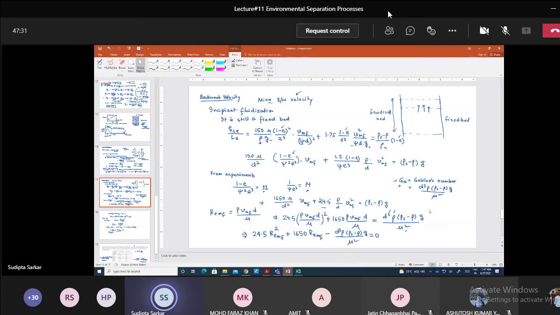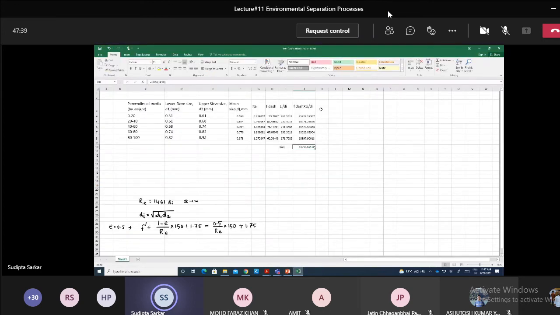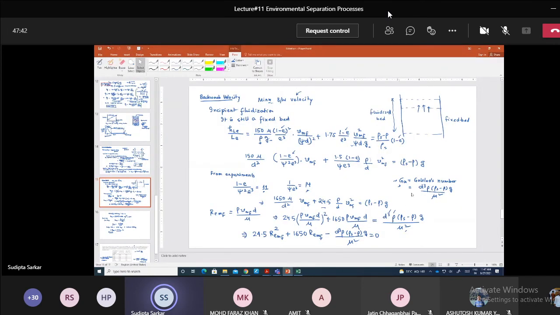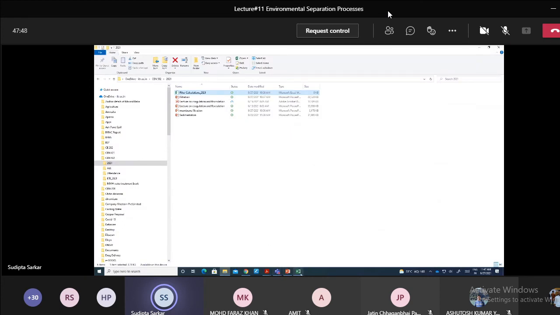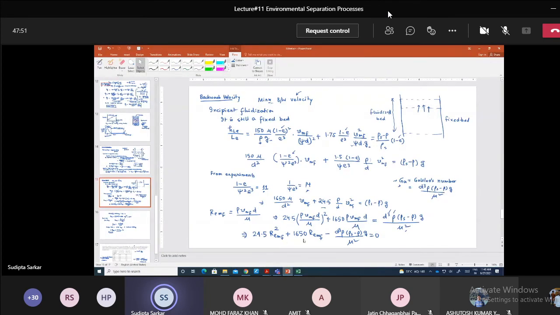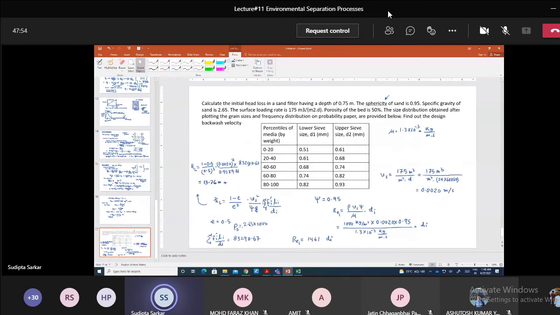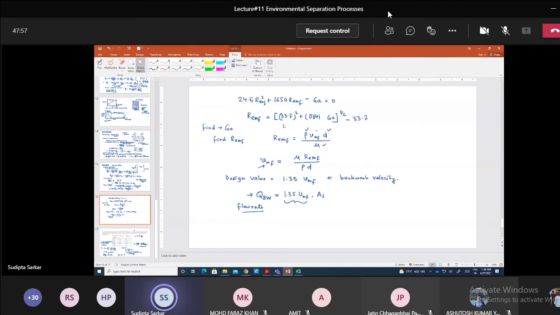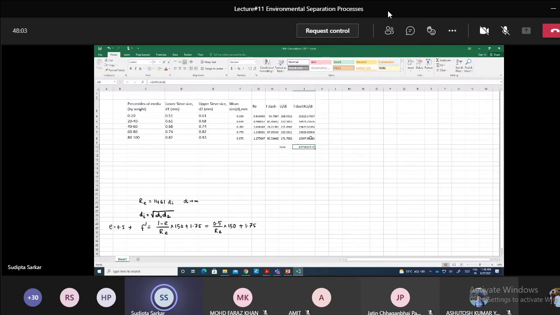Okay, so now we will again come back to our Excel sheet and try to find the value of GA, and from GA we'll try to find the value of REMF. When you find REMF, you can find the value of VMF. So let us go step by step here. Next, let us write down the value of GA.